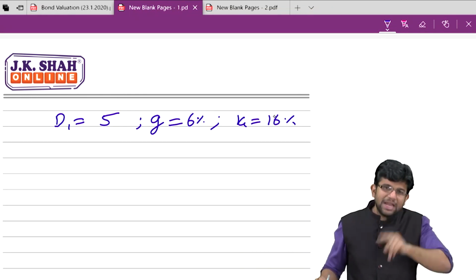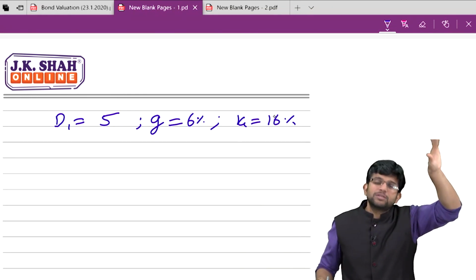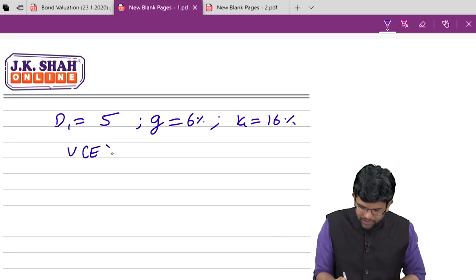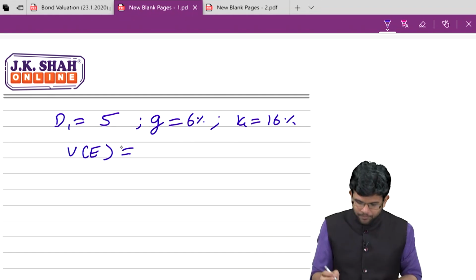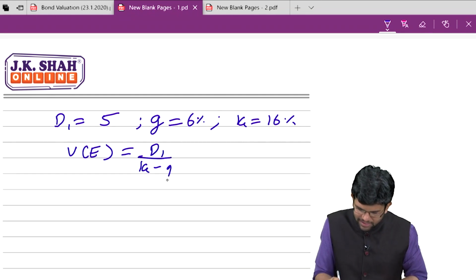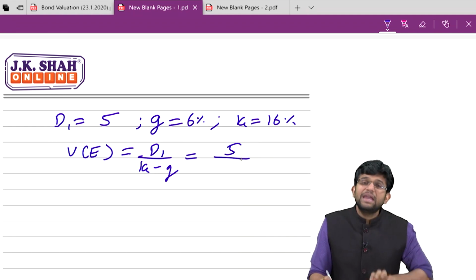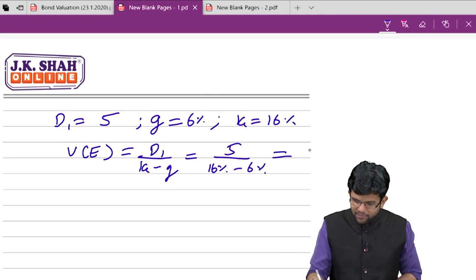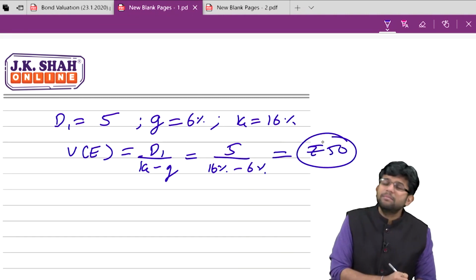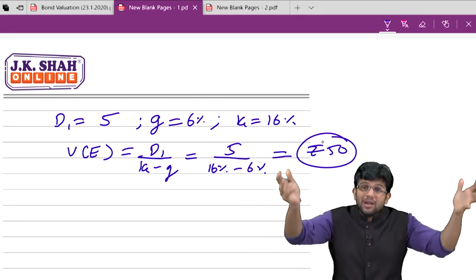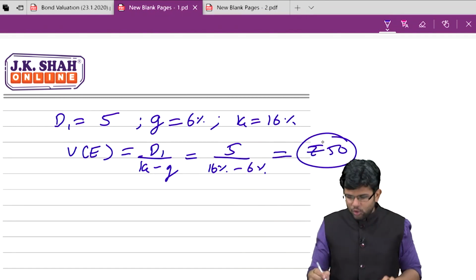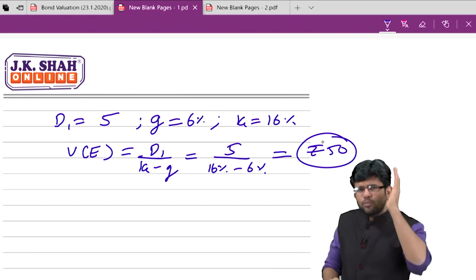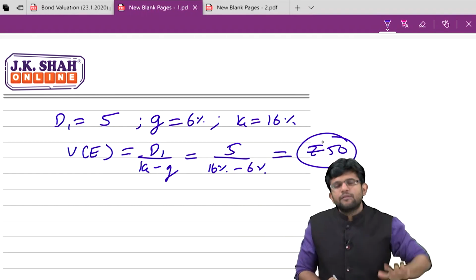Now children, let's calculate the value of equity from the whole world's point of view. The value of equity will be D1 upon KE minus G. D1 will be 5. KE will be the world's KE, that is 16%, minus G, that is 6%. We will get rupees 50. What is the meaning of rupees 50? The whole world is ready to max pay rupees 50 for this share.